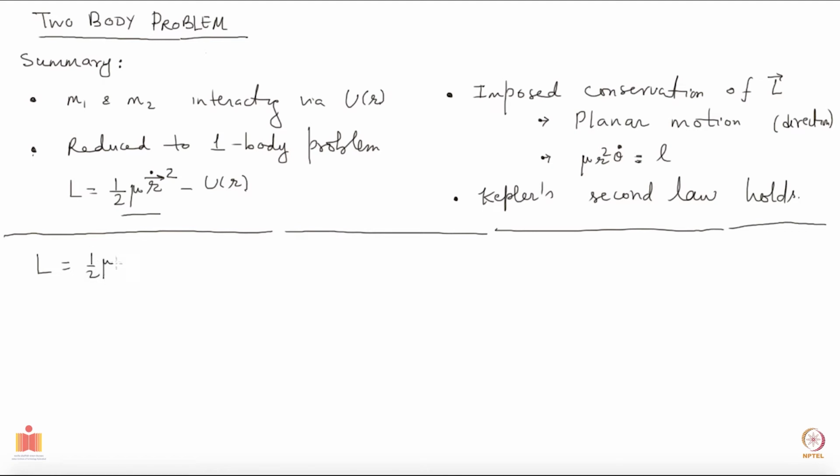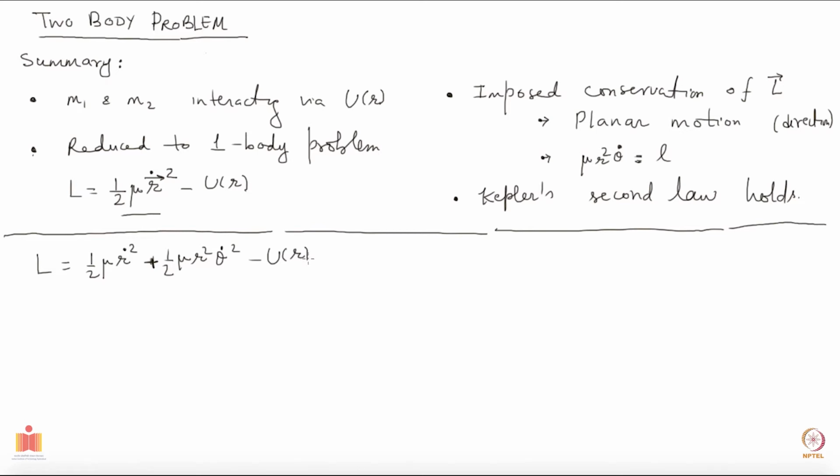in polar coordinates, r dot square, where r is the radial coordinate, and then I should have a term coming from the theta coordinate, which is half mu r square theta dot square, and then you have the potential energy term. Now from here we can immediately write down the equations of motion.